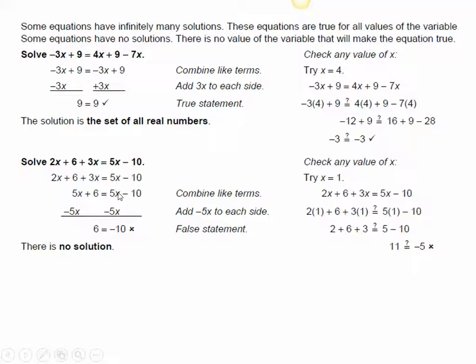Sometimes when we do this, we start solving, and the x's cancel out, like in this one. You subtract 5x, you subtract 5x, and you get a false statement like 6 equals negative 10. That's never true. So if you end up with something that's never true, you write no solution.